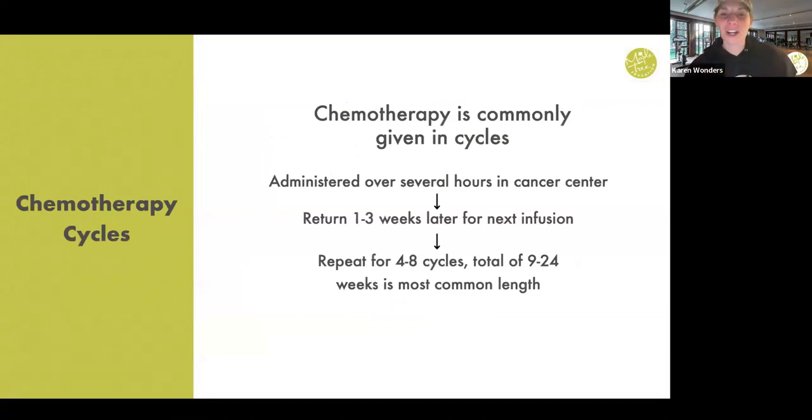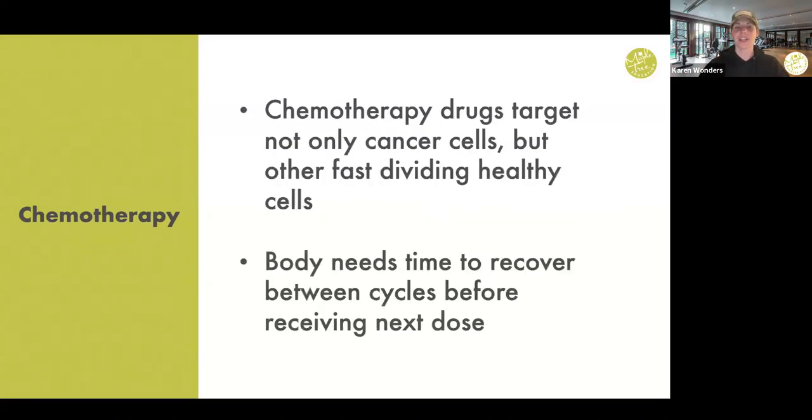They can come in anywhere from 1 to 3 weeks later for their next infusion round. And then that's going to be repeated, depending on the length of their treatment, for 4 to 8 cycles. So that means for a total of maybe 24 weeks, they're in chemotherapy treatment. They may come in once every 3 weeks to get their treatment for about 24 weeks. It's going to vary from one person to the next, but that's generally how chemotherapy is administered.